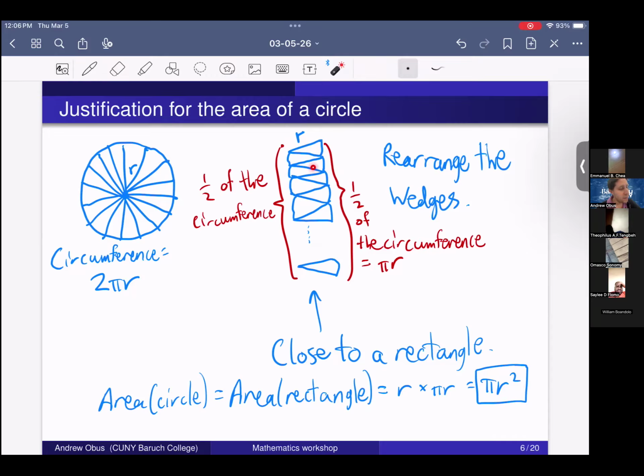And I find this picture pretty dramatic. Like it's a picture that I remember very well. And if you want, you can rewatch the video a few times to get it cemented. But I think this is a good justification for why you get pi r squared. Okay, any questions? Okay, if no questions, good.